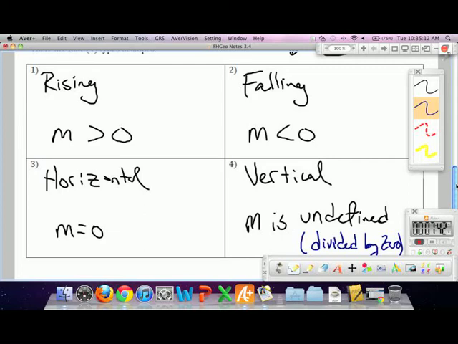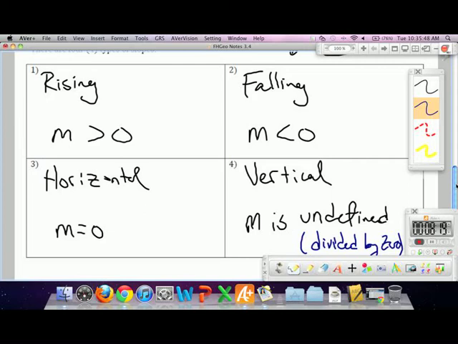Larger absolute values have steeper lines. The steeper the line, the larger the absolute value of the slope. What I mean by that is the slope is farther away from 0. So really big positive numbers have really steep slopes, and really big negative numbers have really steep negative slopes. As you get closer to 0, the line gets flatter and flatter. The farther away from 0 you get, the steeper and steeper the line gets, whether it's positive or negative.